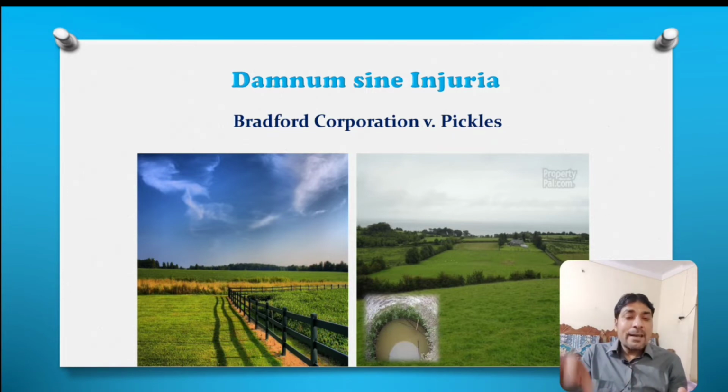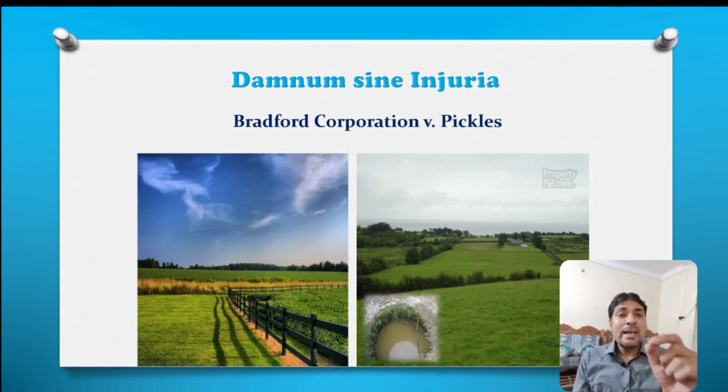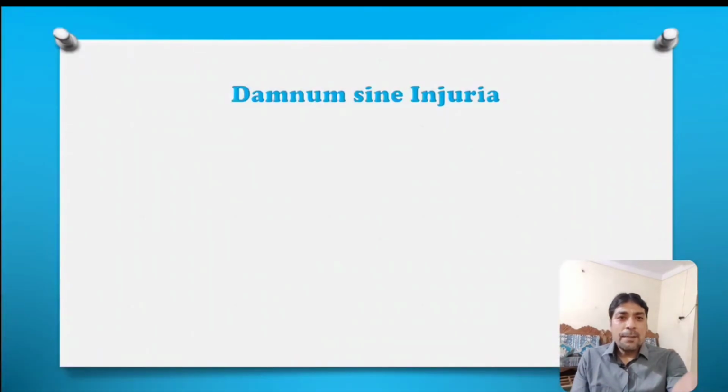No doubt the plaintiff sustained a loss, but his legal right is not violated. For getting compensation under a tort, a person's legal right must be violated. So Damnum Sine Injuria says that though the person sustained a loss, if his legal right is not violated, he will not get any amount of compensation. So in this case also, the defendant was not held liable by applying the maxim Damnum Sine Injuria.